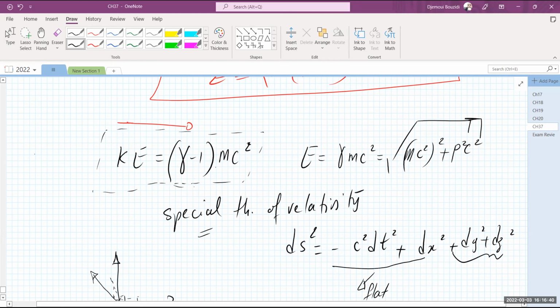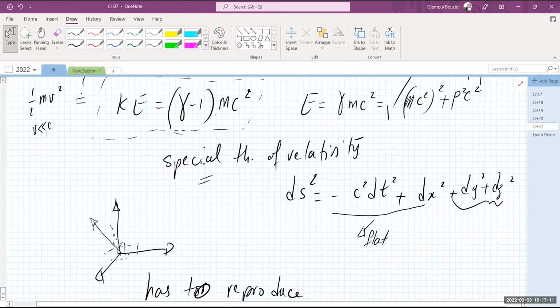But does this look anywhere near one-half m v squared? Are they the same? This is for the classical case, when v is extremely small compared to c. It doesn't have c in it at all. Do you guys see that? Yes. And this one has a c squared, but gamma is embedded in it, and v is embedded in that gamma. You see that? So this appears to be different from that.